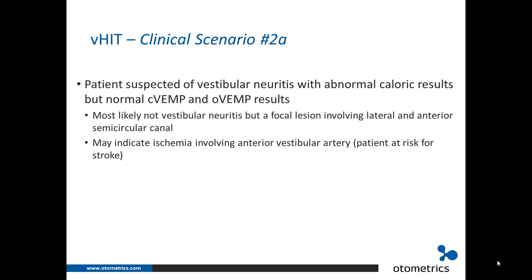An interesting related case is when the symptoms mimic vestibular neuritis and all of the vestibular tests are consistent with neuritis involving the superior branch of the vestibular nerve, except for oVEMPs, which are not abnormal as expected. These findings collectively point to the presence of focal lesions in the lateral and anterior semicircular canals. The patient most likely is suffering what has been termed anterior vestibular artery syndrome. This is a condition that's caused by ischemia involving the anterior vestibular artery.